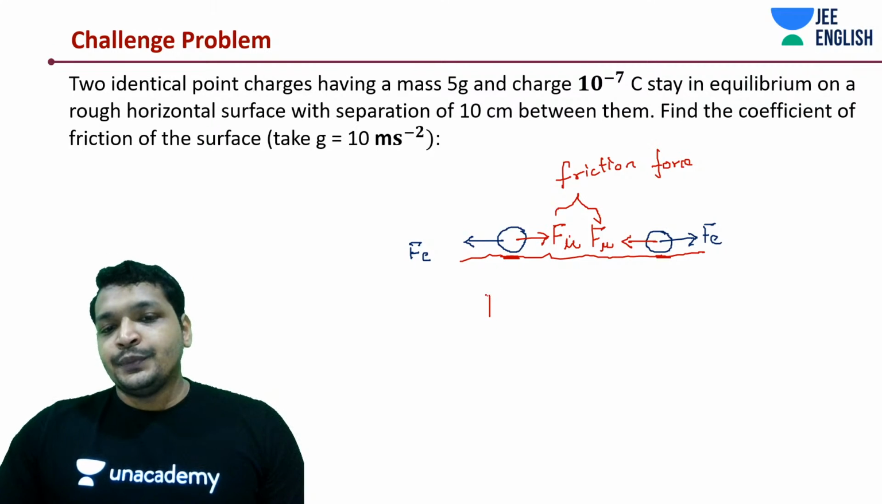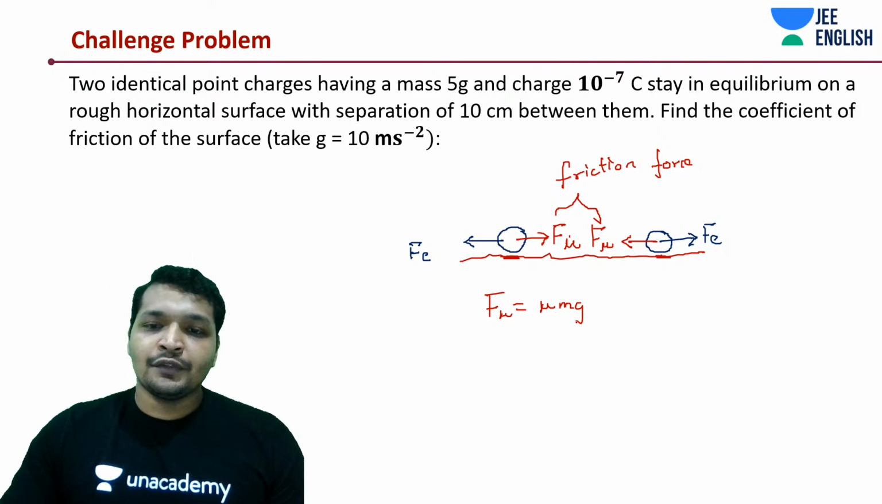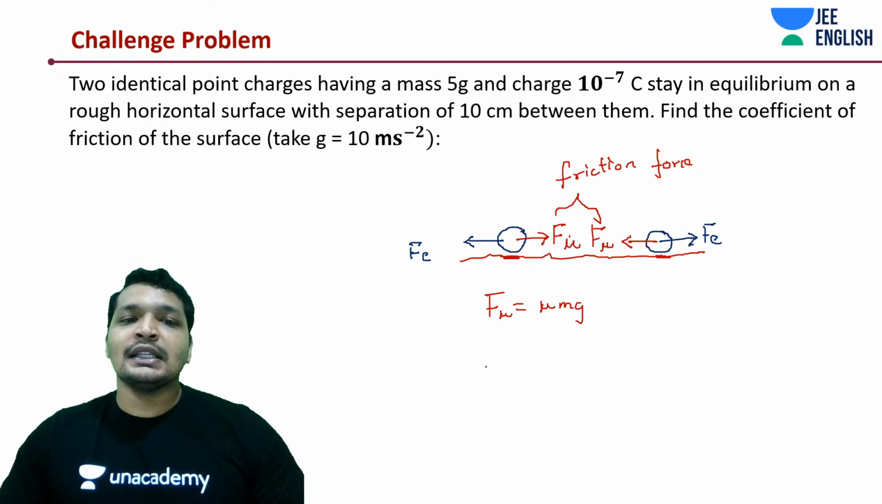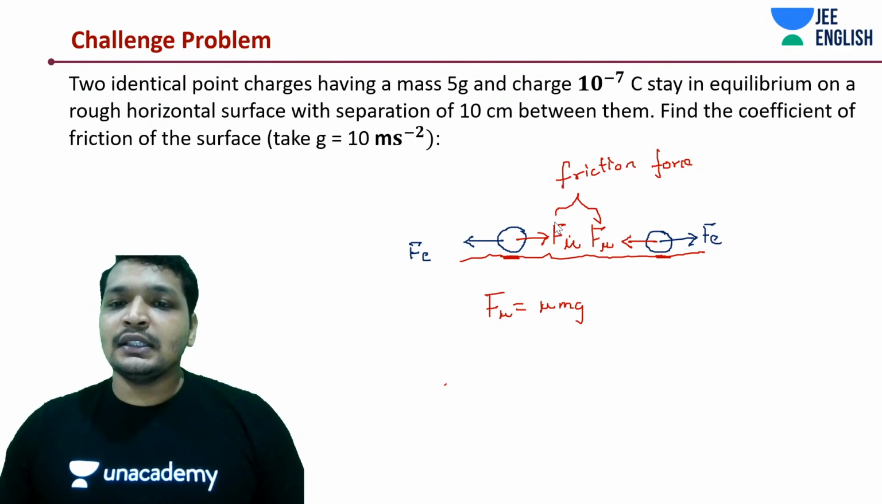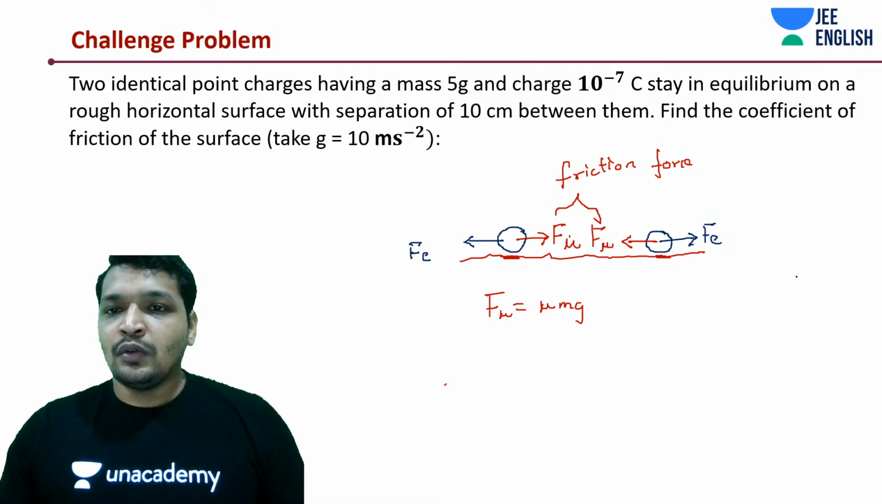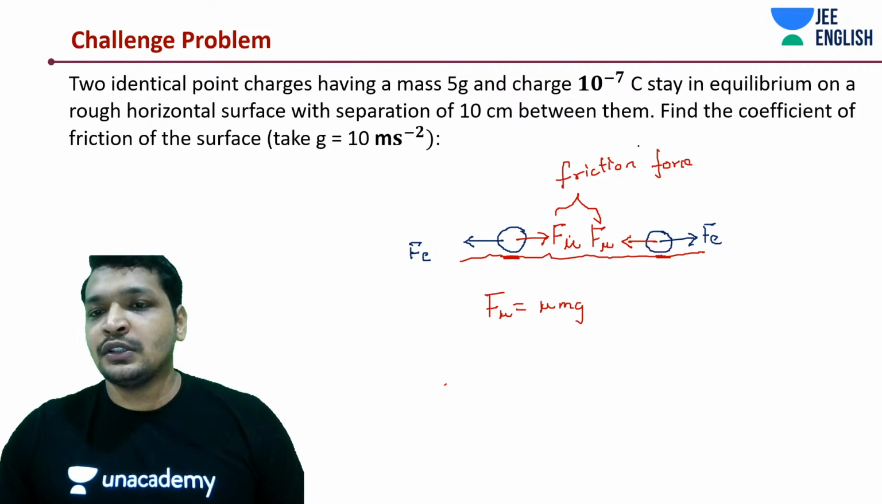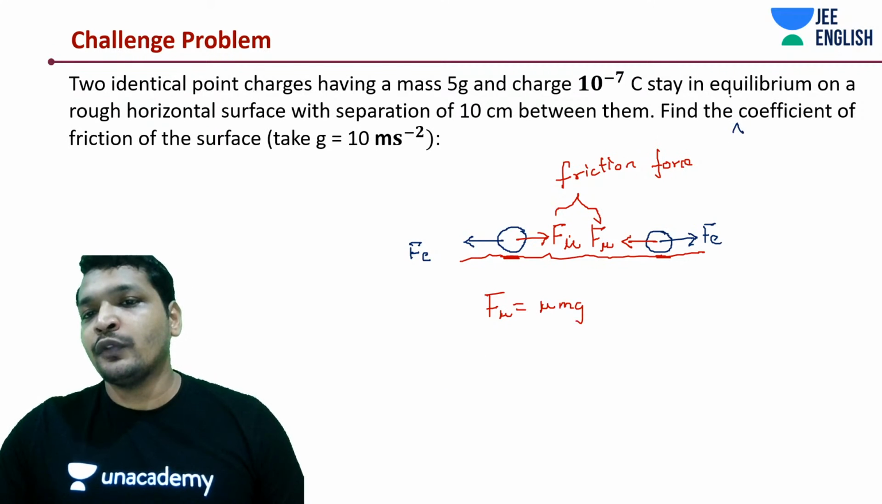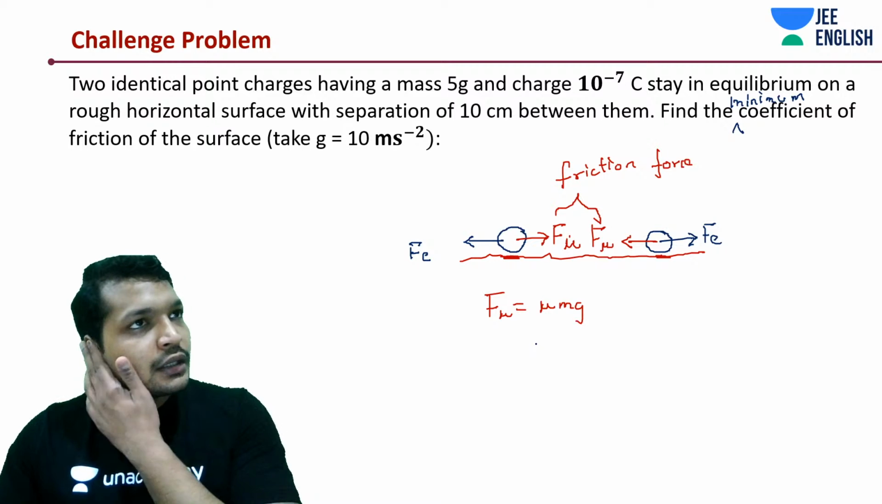So what is F mu? Writing down F mu, it's mu into mg. They are identical, so they are going to have the same friction force acting on them. And they are just at rest, which should have been told anyway. They were just at rest. What can be the minimum coefficient of friction? Right. But anyway, just try to understand the concept. This should have been the minimum coefficient of friction.